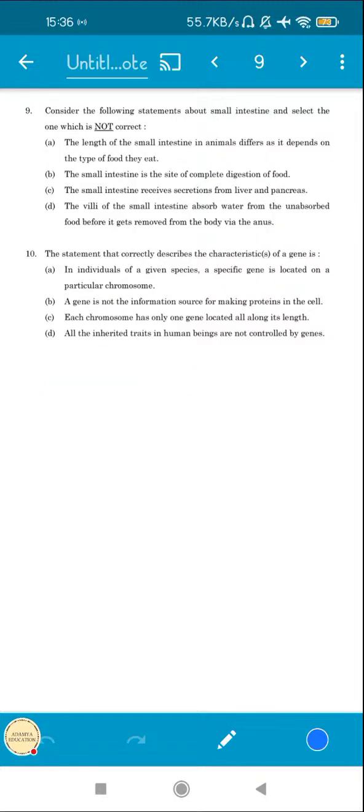Next, consider the following statements about the small intestine and select the one which is not correct. Many students make this mistake. They don't read the question properly. So over here, it has not been asked which one is correct. They have asked which one is not correct.